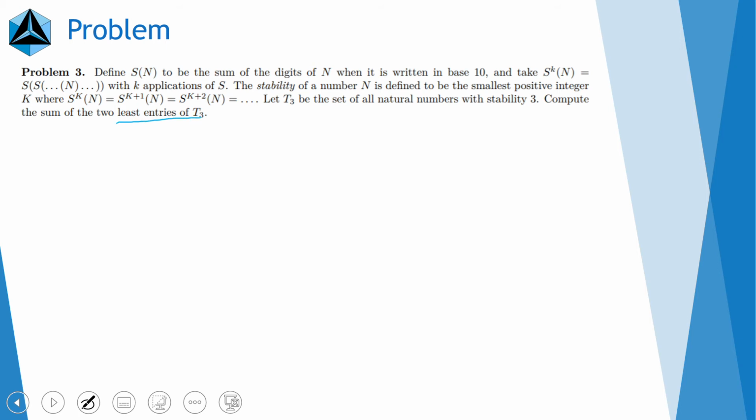So although that doesn't necessarily imply that we only care about the least entries of T1, it's still worth noting that we do want to have our general focus on the smaller side. Just by a little thinking, we see that 10 is the smallest number of stability 2 because the sum of the digits is 1, and this just keeps going on forever. So this has stability 1. And similarly, 11 also has stability 1.